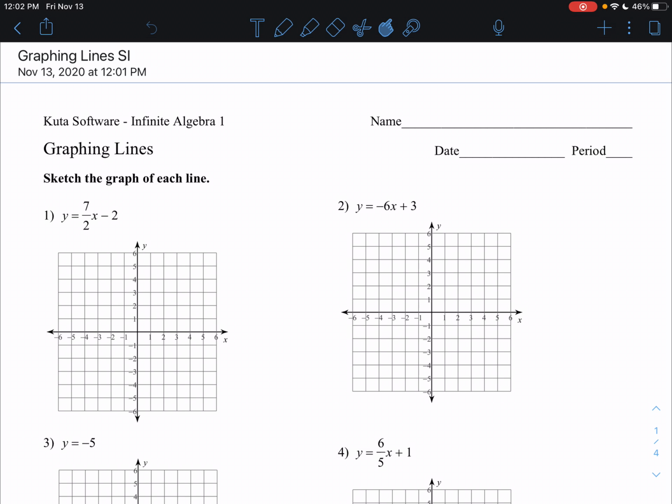And I just want to talk about slope-intercept form a little bit. Slope-intercept form, best form, superior. Love it.